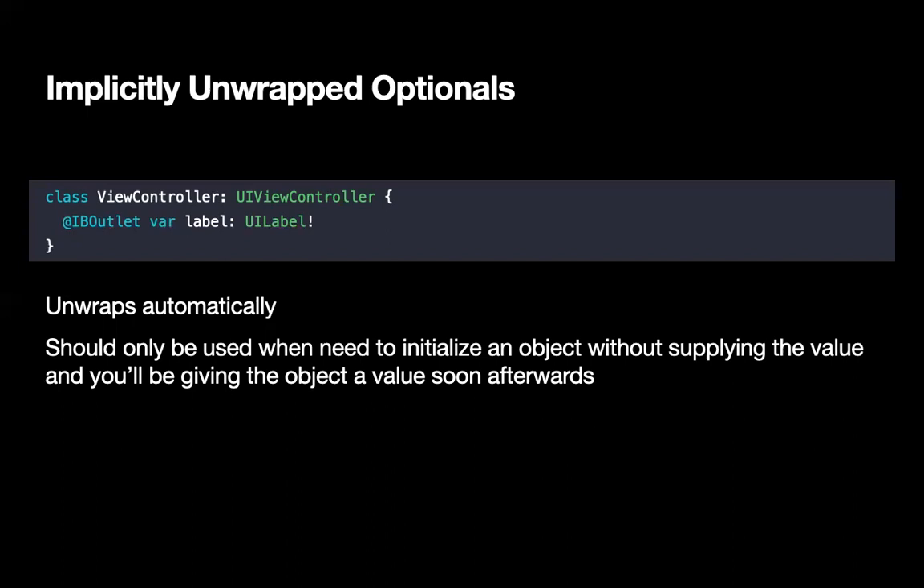To get around this issue, Swift provides the syntax for the implicitly unwrapped optional, using the exclamation mark instead of the question mark. As the name suggests, this type of optional unwraps automatically whenever it's used in the code. This allows you to use the label as though it weren't an optional, while allowing the view controller to be initialized without it. So implicitly unwrapped optionals should be used in one special case: when you need to initialize an object without supplying the value, but you know you will be giving the object a value before any other code tries to access it.